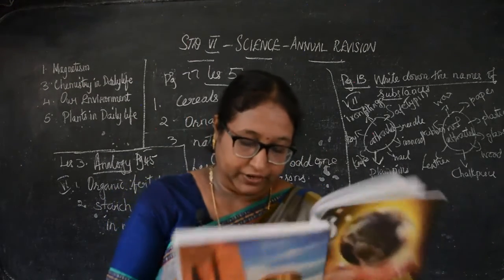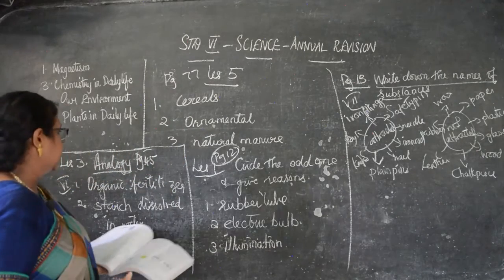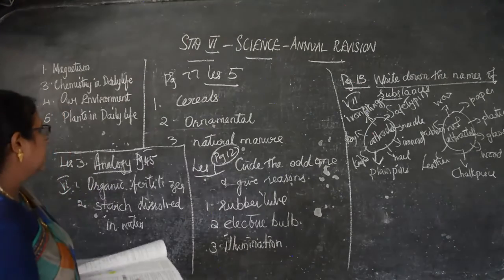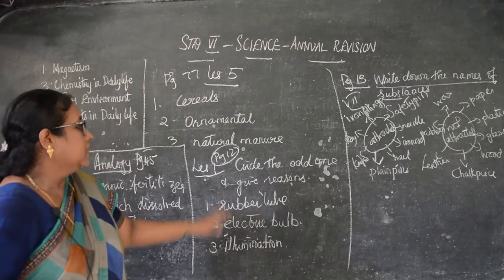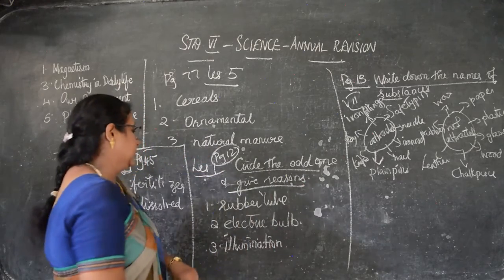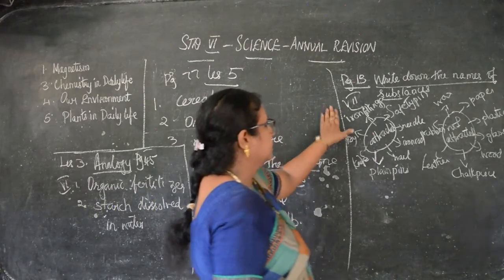So I have given you fill up and choose, and then analogy from the 2 lessons, that is lesson 3 and lesson 5. Okay, analogy is from both lesson 3 and lesson 5. And next lesson 1, circle the odd one and give reasons. So reasons I have told you. So this you have to underline. And next write down the names of the substances, same lesson 1.